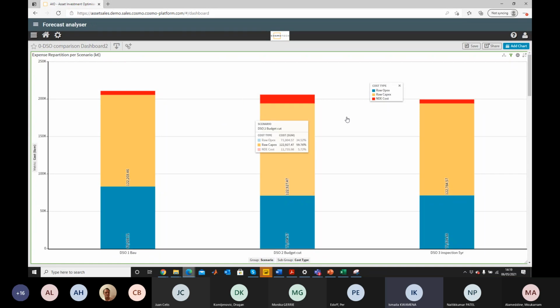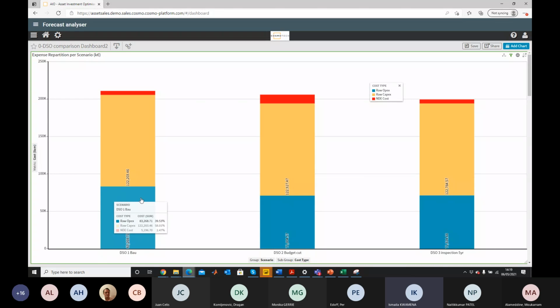Okay, so starting from the first results. Looking at these first results over here, we have a financial overview of all three scenarios. This scenario is our business as usual scenario. We have a scenario where we applied a 50% budget cut to the condition monitoring maintenance activities. And then we have this scenario here where we reduce the inspection frequency from yearly to every 5 years.